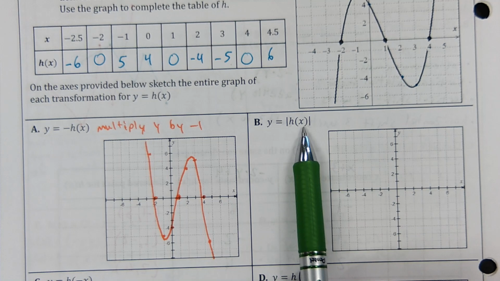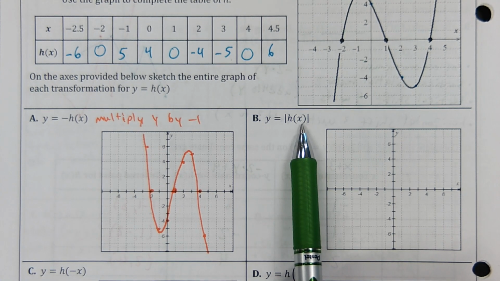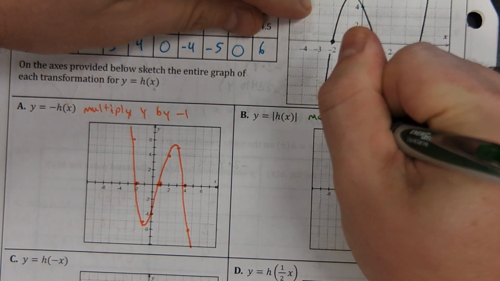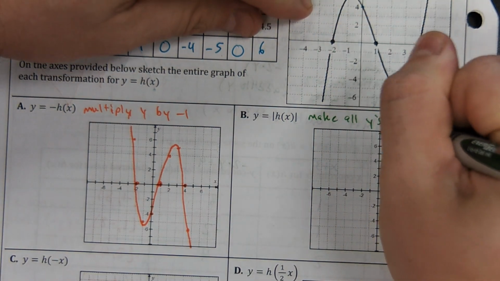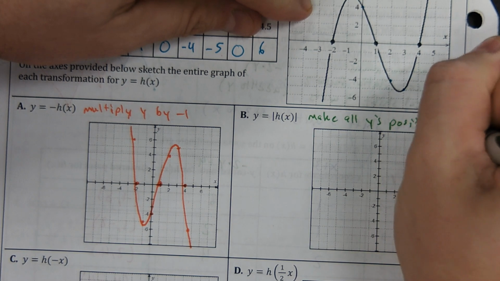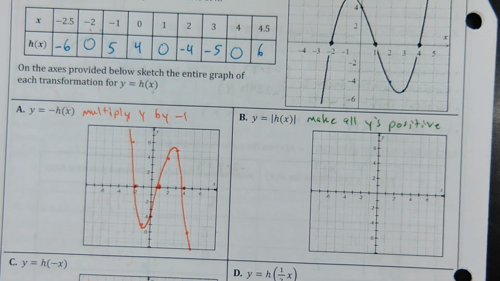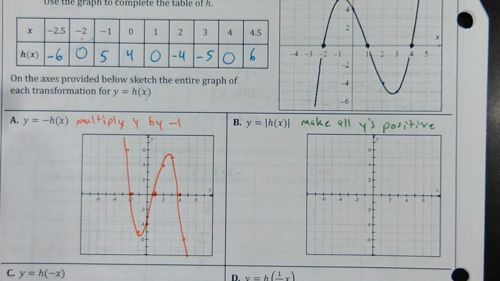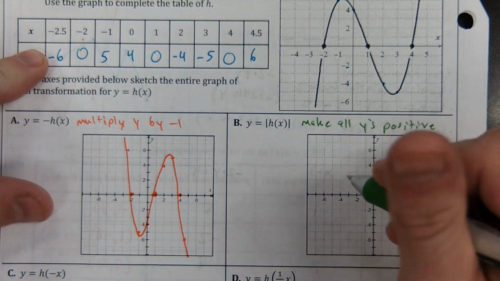What is this telling us to do? Well, it's outside, so what's it telling you to do? Yeah, it just says make all the y values positive. So if the y is already positive, it stays positive. If the y is negative, it becomes positive. So -2.5 comma +6.